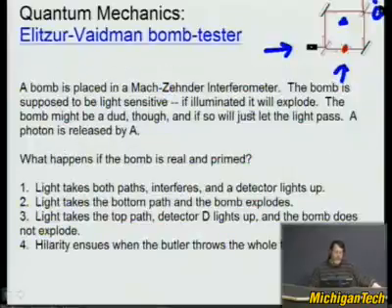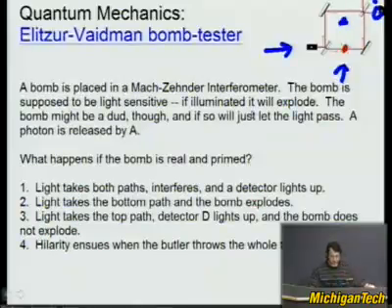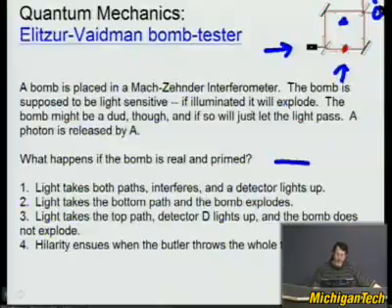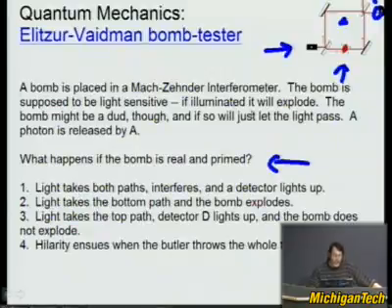A bomb is placed again in the Mach-Zehnder interferometer. This bomb is supposed to be light sensitive and it's alive. If illuminated, it will explode. The bomb might be a dud though, and it might just let the light pass. Okay, so we're asking actually here, what if the bomb is real and primed? Light from A is still the same, it's releasing photons just like it did before. Will light take both paths and will a detector light up?